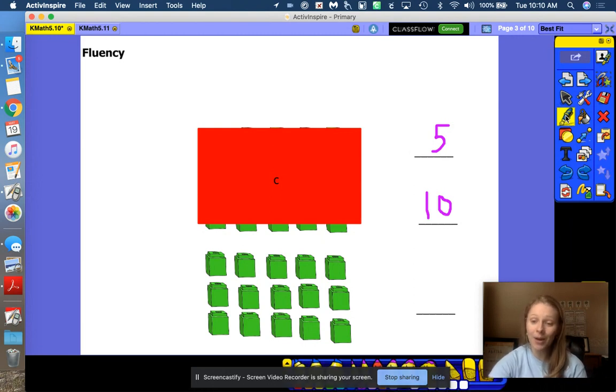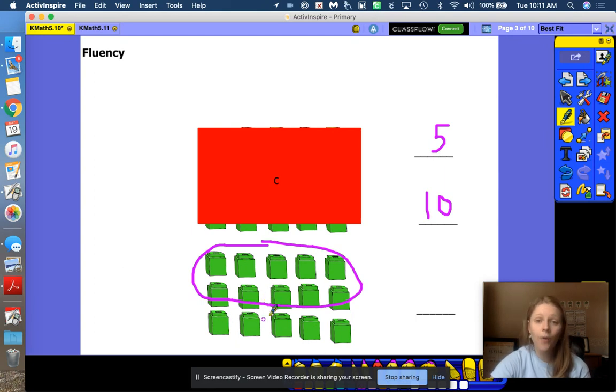Yes, we can count by 5s for this one too. 5, 10, 15. Nice and neat rows for us. Or you can circle your group of 10 and count on with me, friends. 10, 11, 12, 13, 14, 15. Well done. Let's write that number. 1 and a 5. Well done.